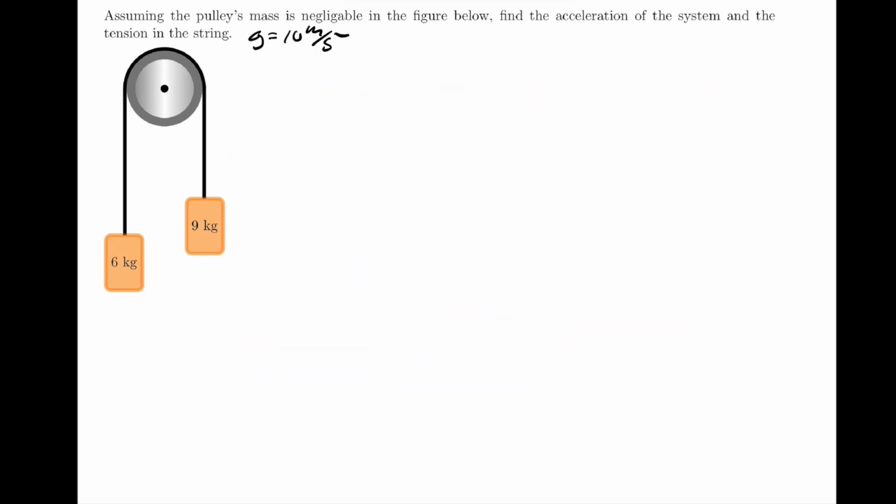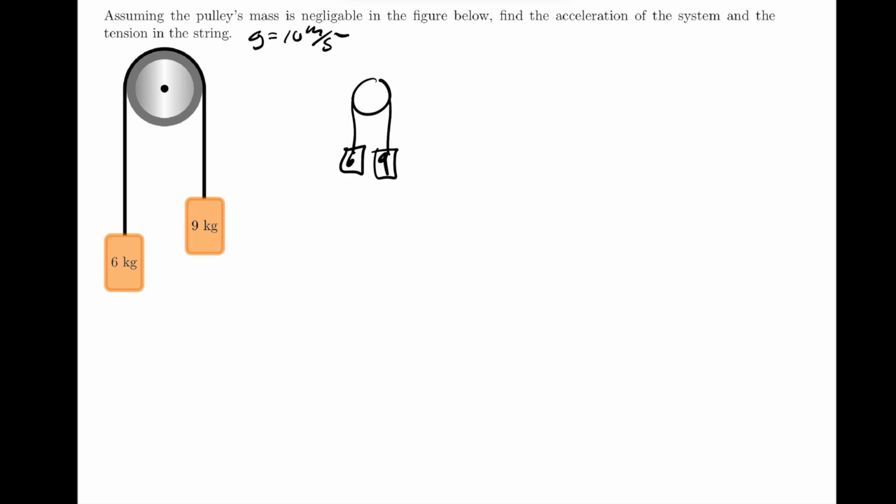Okay, now we're going to solve the same problem, but we're going to do it a slightly different way. Here's the way I want you to think of it. I'm just going to redraw this because it's going to make it easier for me to explain what I'm trying to say. So here's the pulley, and here are your 2 masses hanging off. One of them is 6 and one of them is 9 kilograms.